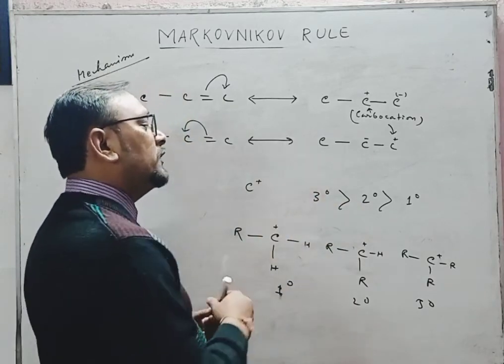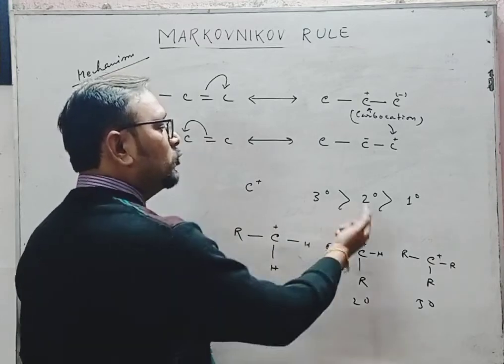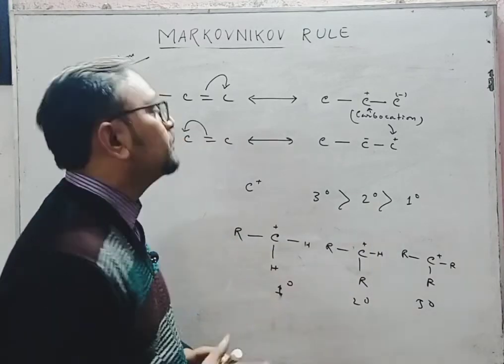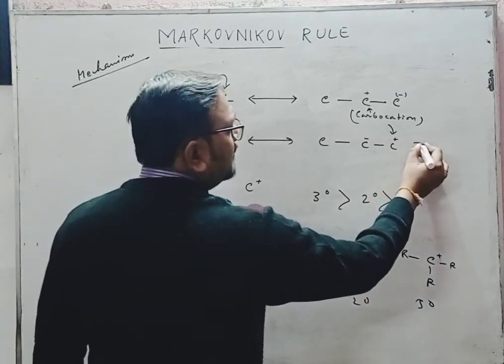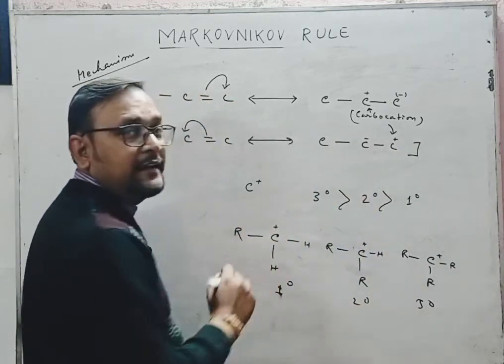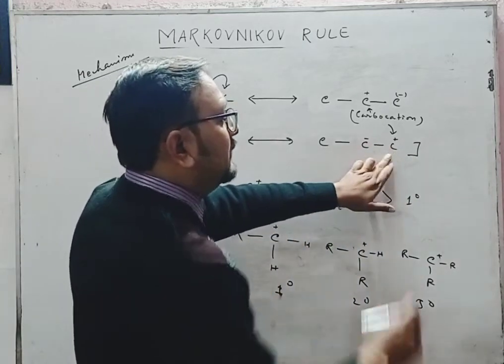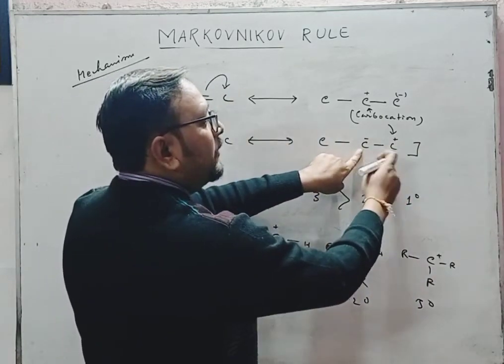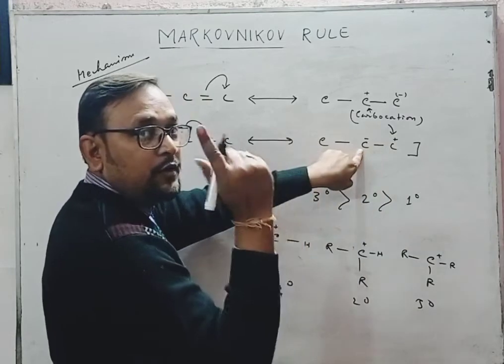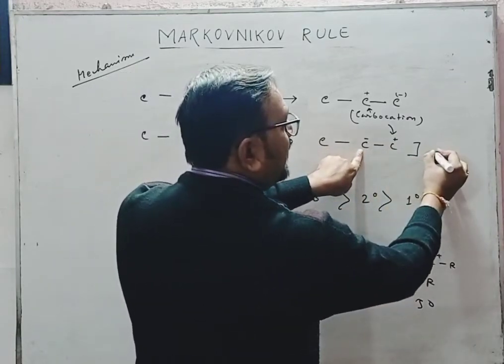So, which means here 3 degree carbocation is more stable than 2 degree and then 1 degree. Now, let us write the degree of this carbocation. For this, here you see, what is the degree, my dear students? You just see, this carbon is attached to another carbon. So, how many carbon is it attached? Only one carbon. So, what is the degree of carbocation here?